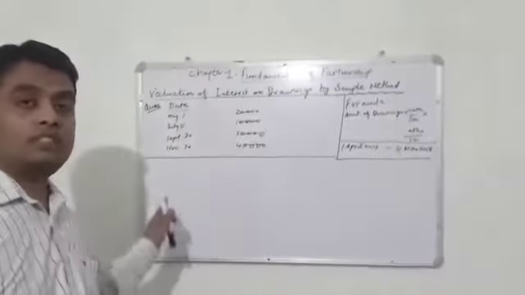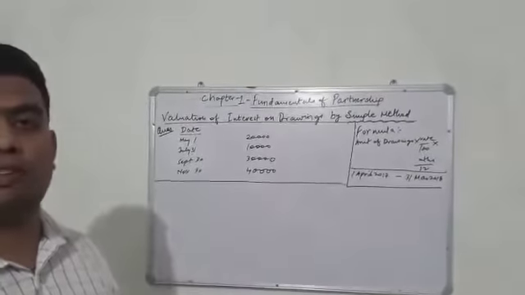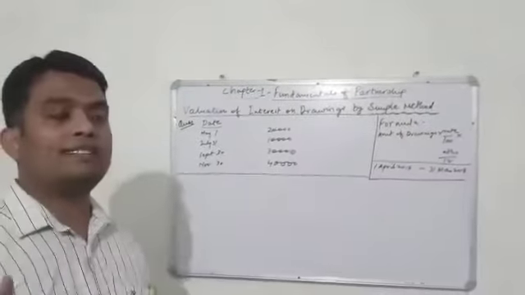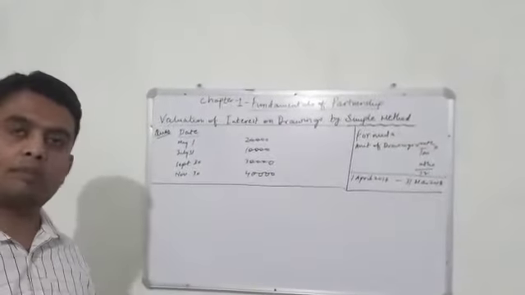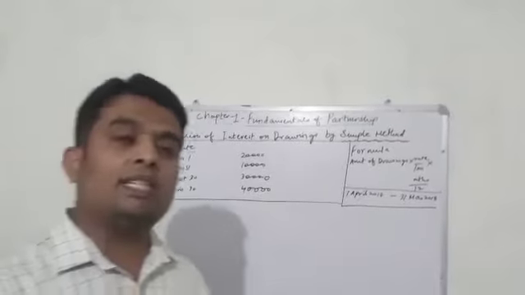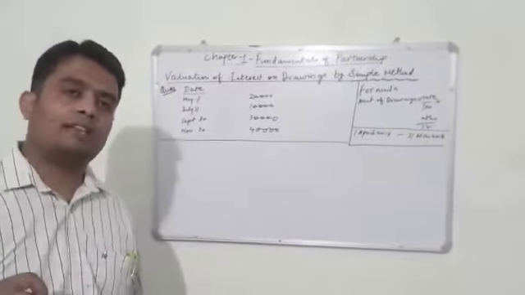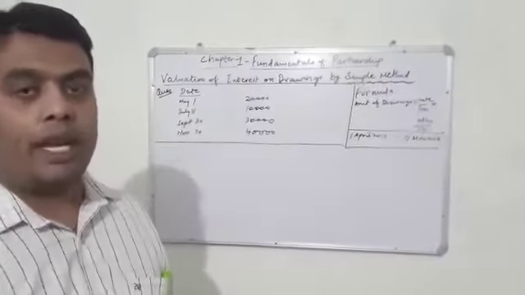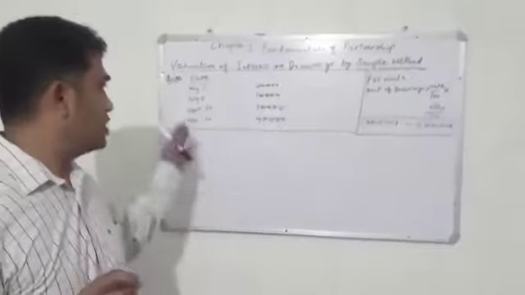So this is your first chapter. In the last class, I explained the methods of valuation of interest on drawings. I told you that when the amounts are unequal and the dates are different, we have two methods: the product method and the simple method. The simple method is quite long, because of which in the last class I explained the product method. Now I told you that I will be explaining the simple method. So here is the simple method.